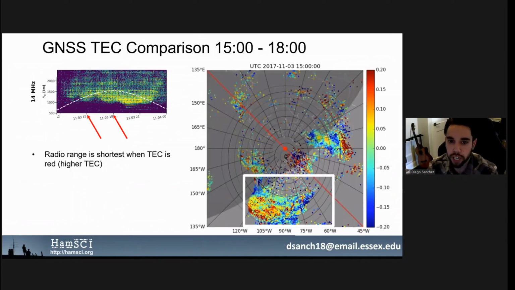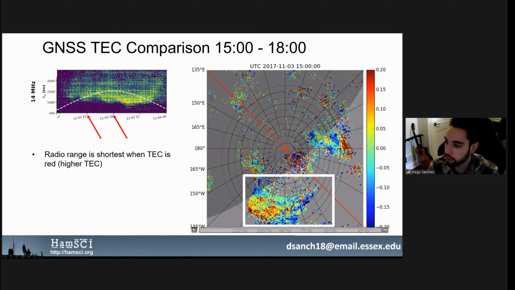Since HF refraction is associated with ionospheric density, we can use GPS total electron content data to see if these wave-like structures coincide with total electron content changes in the ionosphere. More red colors represent higher total electron content, while the more blue colors represent less. As propagation distance rises, we see lower total electron content values.